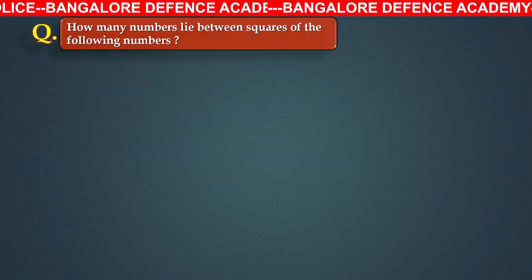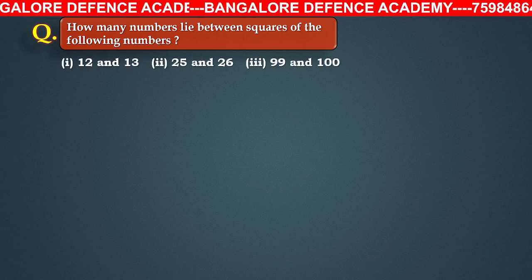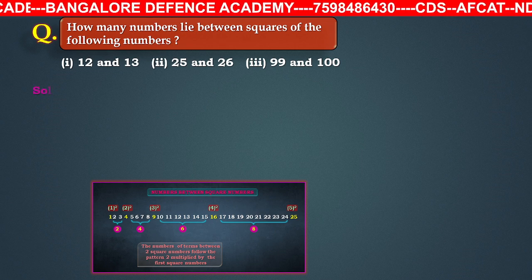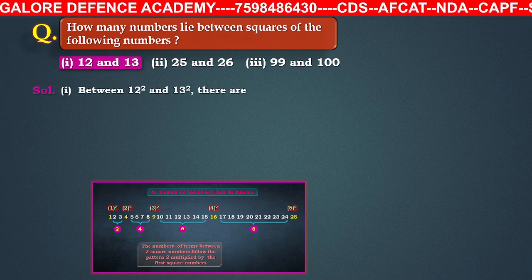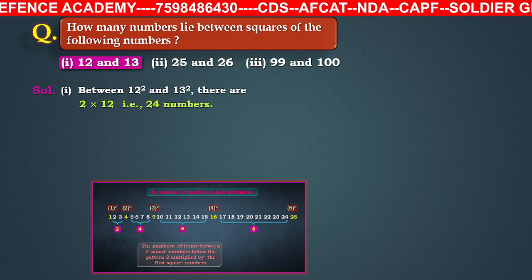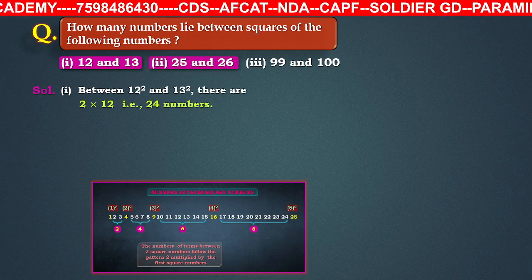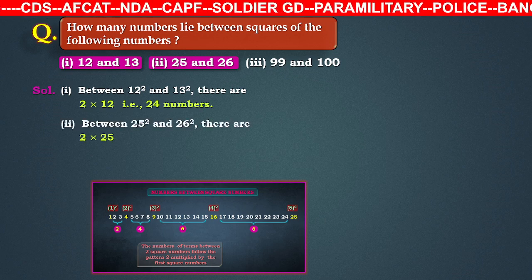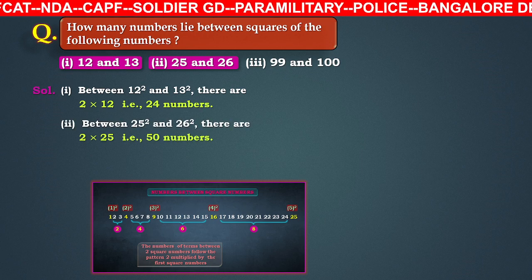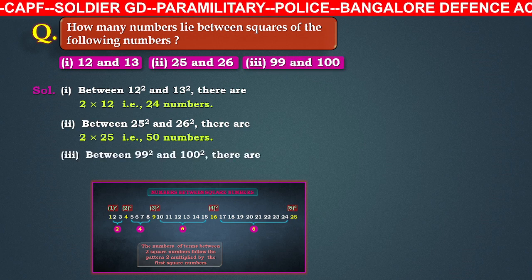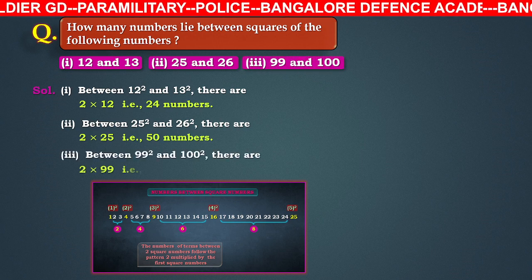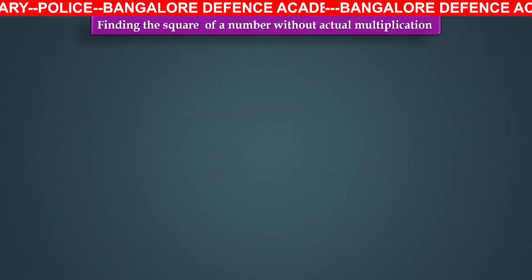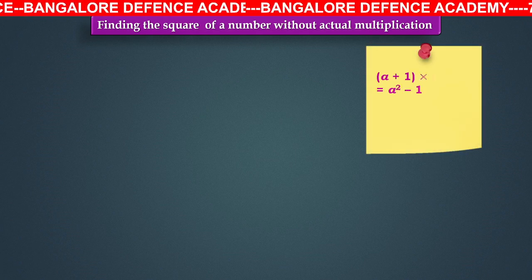Next, how many numbers lie between the squares of the following numbers? So between 12 square and 13 square, how many numbers lie? Just multiply 12 into 2, it gives me 24. Now the next question is 25 and 26. How many numbers lie between 25 square and 26 square? Just multiply 25 into 2, it gives me 50. Now here you have 99 square and 100 square. Multiply 99 into 2, it gives me 198. That's the answer.